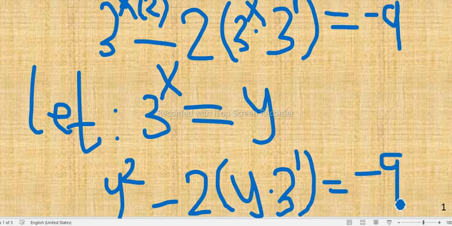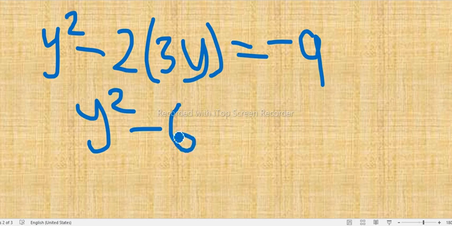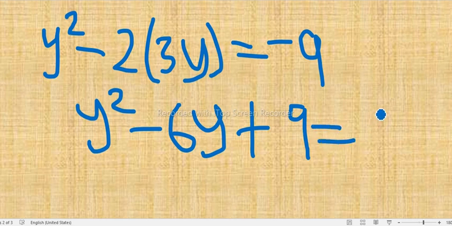Can you see now the quadratic equation? Now we have y squared minus 2 times y times 1 times 3. That is 3y. Therefore, you can say our quadratic equation is y squared minus 6y plus 9 is equal to 0.